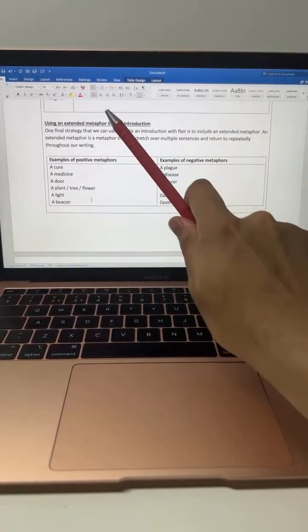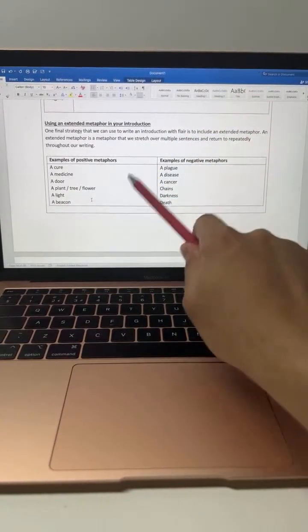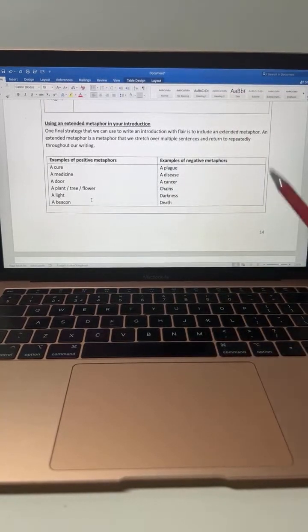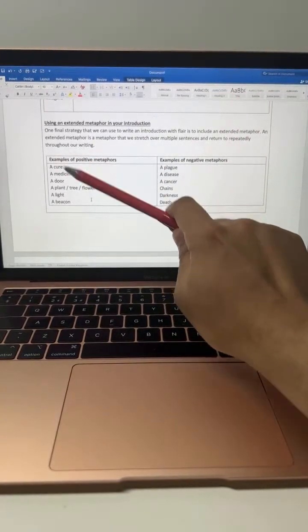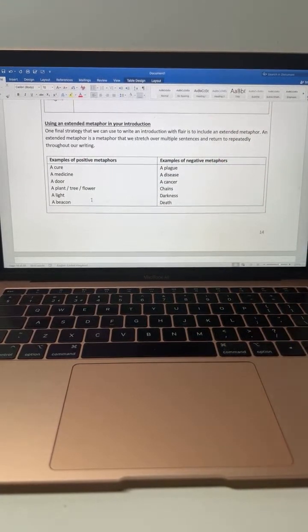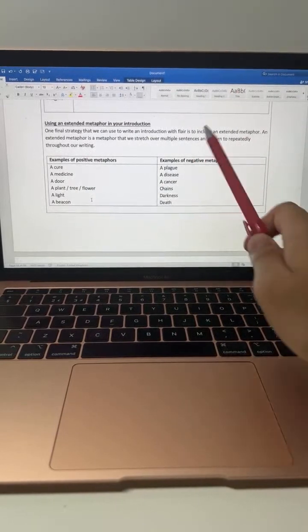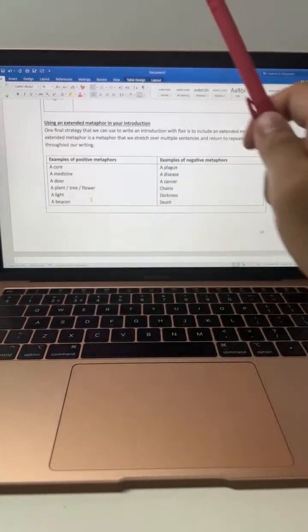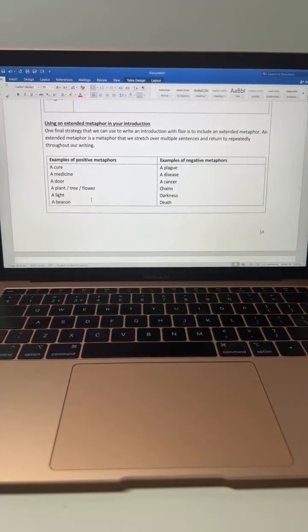Also, easy, simple positive and negative metaphors for you to use tomorrow. A cure, medicine, door for positive; for negative, a plague, disease, whatever. For example, if it's on social media or smartphones tomorrow, you could say social media is a cure to your life. So you can use hyperbole as well. That's something for you to use in your answer.